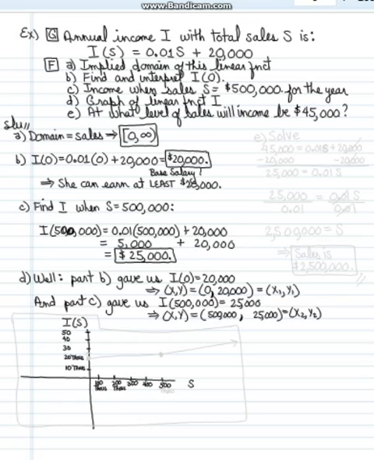Okay, so let's graph our two ordered pairs. X sub 1, y sub 1 is 0, 20,000. So 0 on the S-axis and 20,000 on the I of S axis. The next ordered pair is 500,000, 25,000, located at 500,000 on the S-axis and 25,000 on the I of S axis. That's between 20 and 30,000. Now connect those two points together with a straight line, and there you have your graph.